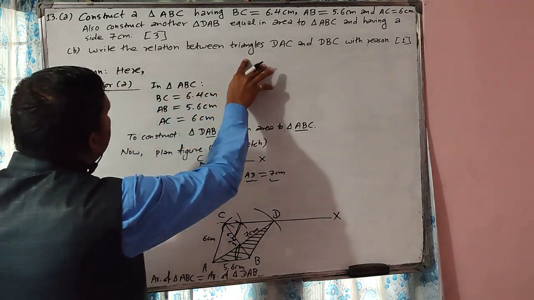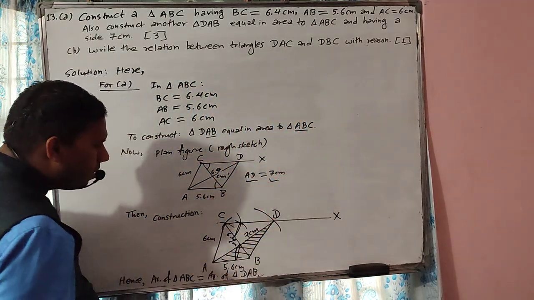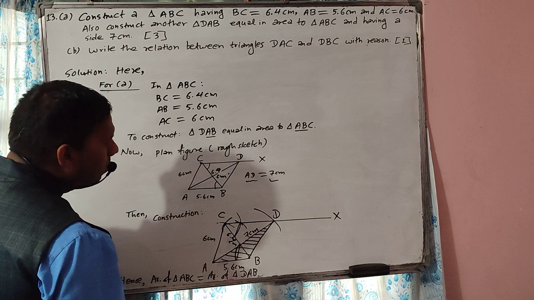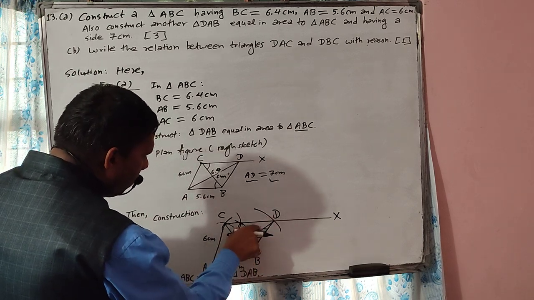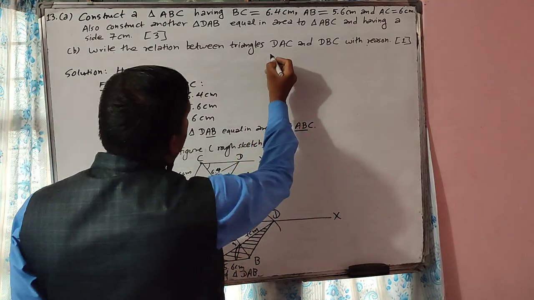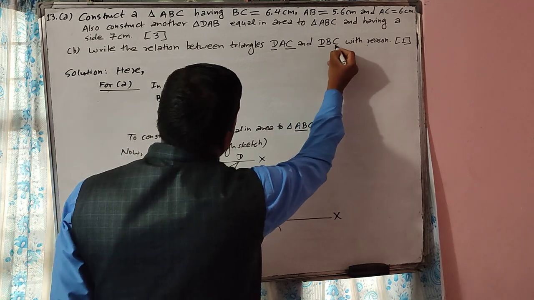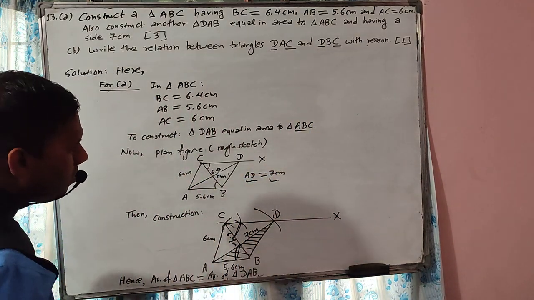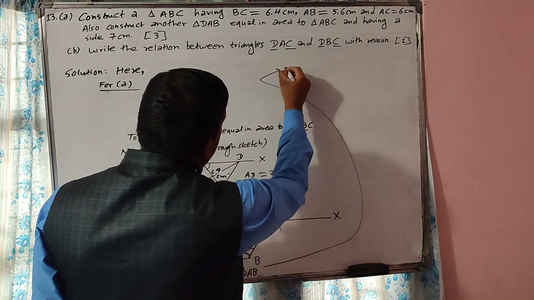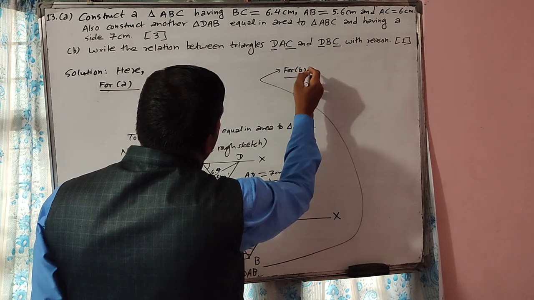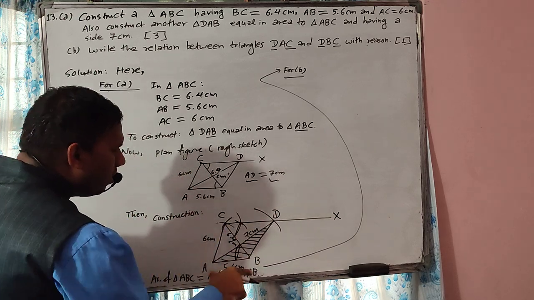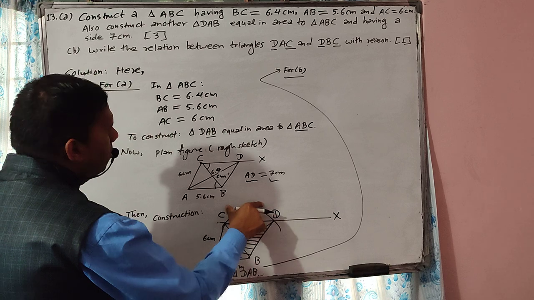Write the relation between triangles DAC and DBC with reason. DAC is this triangle and DBC is this triangle. In DAC and DBC, the common base is DC. We have to look from outside. They have the same base DC and both are between AB parallel to CD. In construction, we transferred angles to make AB parallel to CD.